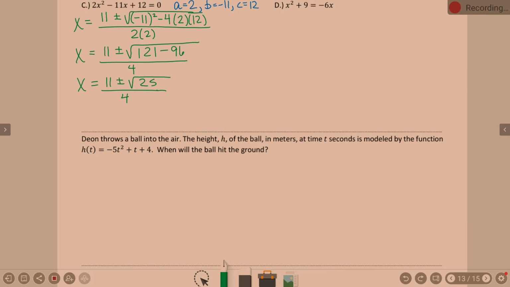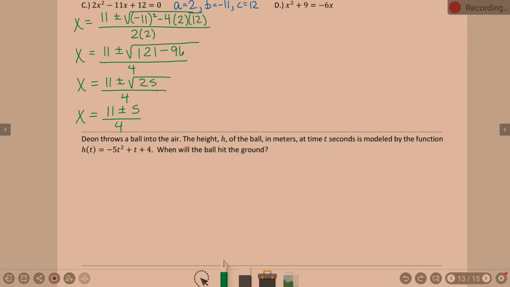Can I put this answer in my answer key? Definitely not. I'm definitely counting off your answer here. Because why? Square root of 25, that is a perfect square, yes? So square root of 25 is 5. So 11 plus or minus 5 divided by 4. Can I put that in my answer? No.